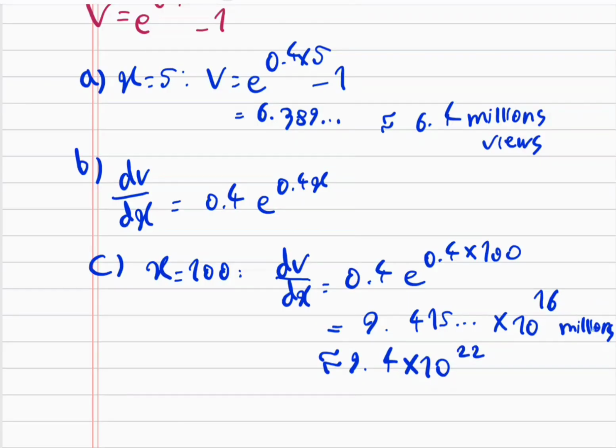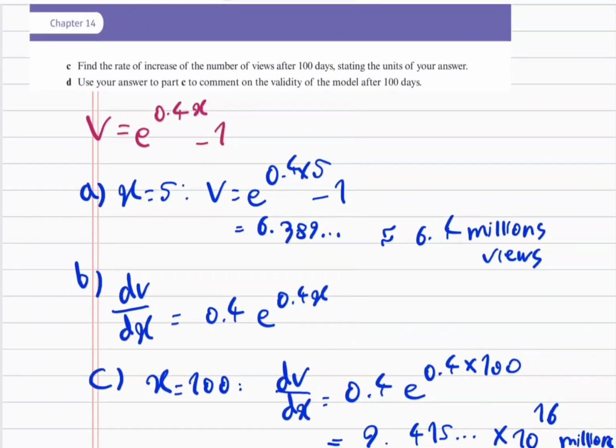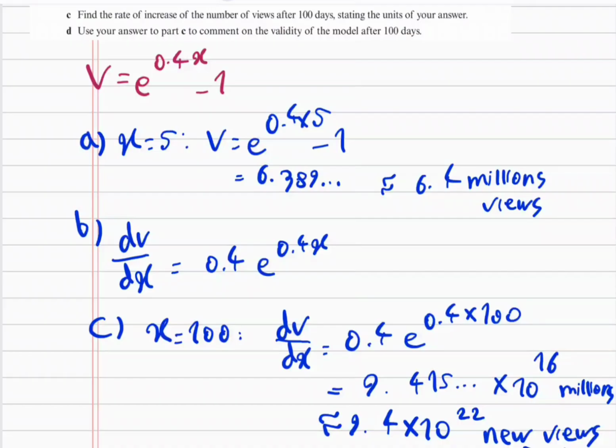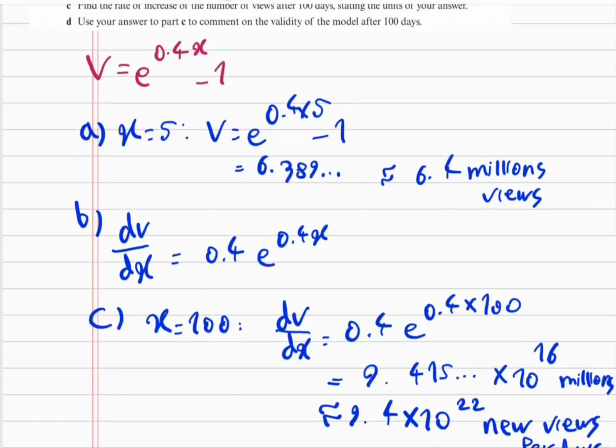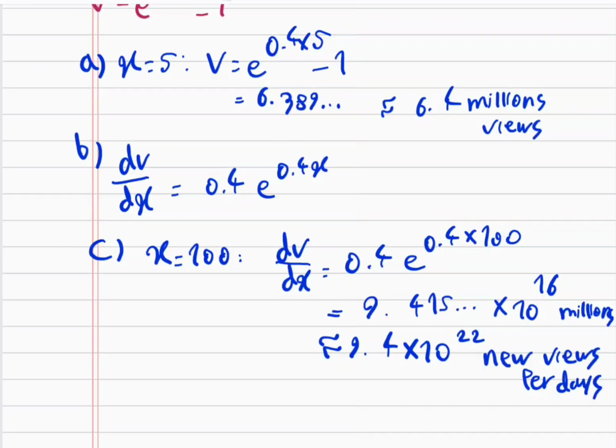So rather than just having it in this form, because again remember that V is in millions, we can just get rid of this sort of writing in words and actually just multiply this by 10 to the power of 6 to have it like this. So we have this many new views per day. That's very important. So new views per day. And what this means, again, this is just about the rate of increase of the views right after 100 days. So we are basically saying that the rate of increase of the number of views after 100 days is 9.4 times 10 to the power of 22. So we have basically this amount of new views every day. That's all about the rate of increase.